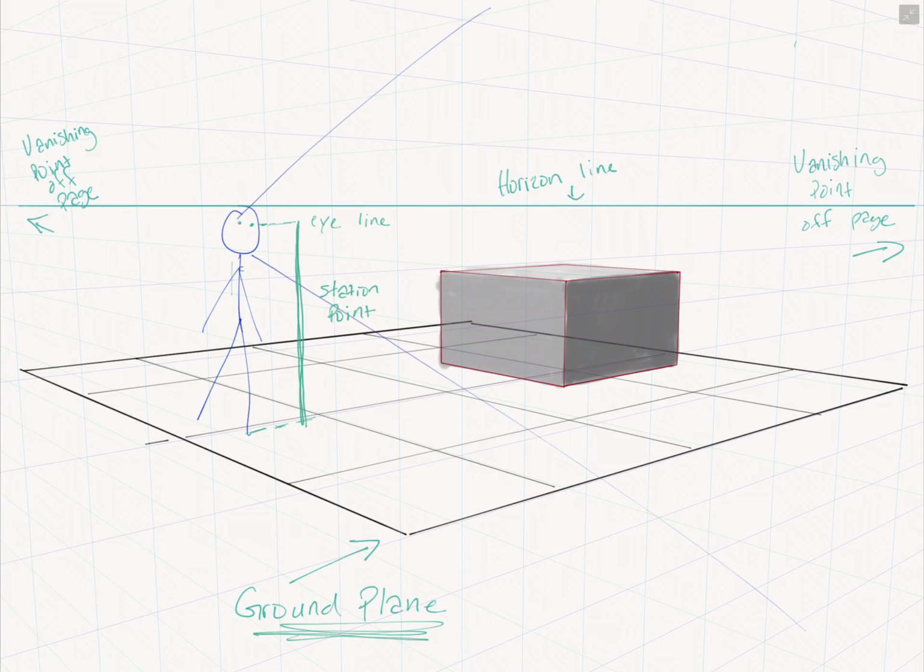When you look at his little eyes on his head here, his eye line is where his eyes are, and the distance between his eye line and the ground plane is called the station point. If we were to draw what he sees of this world, we would draw what's in between these blue lines here. So that is his station point.